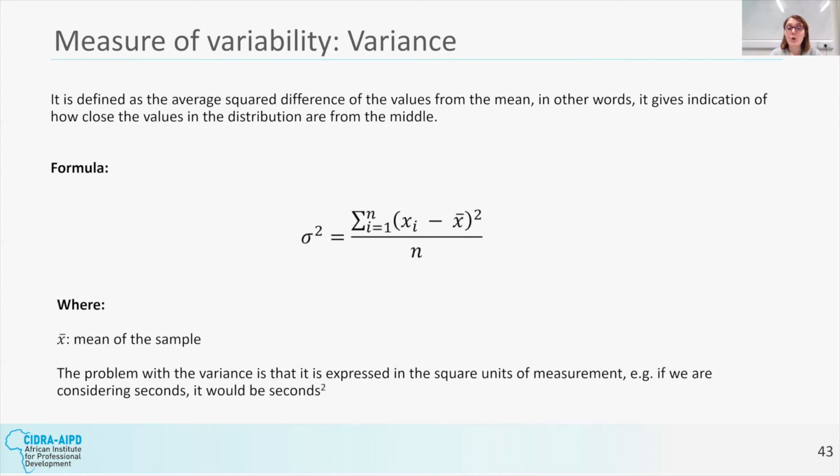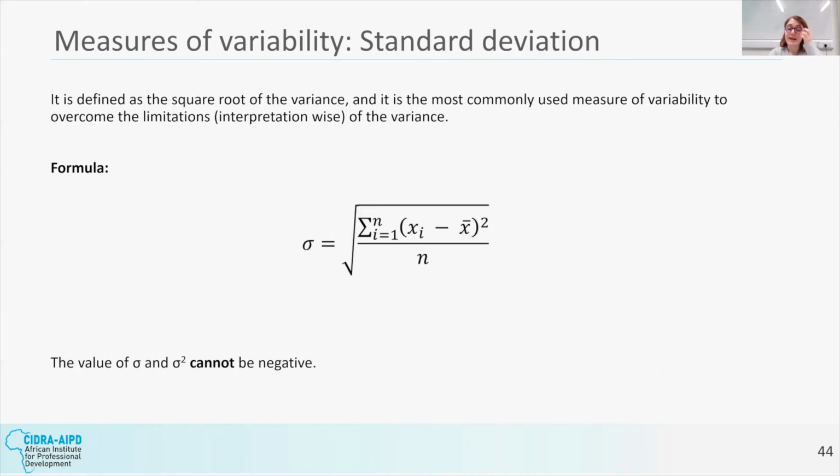For this reason, we use the standard deviation. The standard deviation is basically the most typical deviation of the data points from the mean, and is computed as the square root of the variance. So as you can imagine, it will be on the natural unit of measure of the variable that we are considering. Here I've added a note.